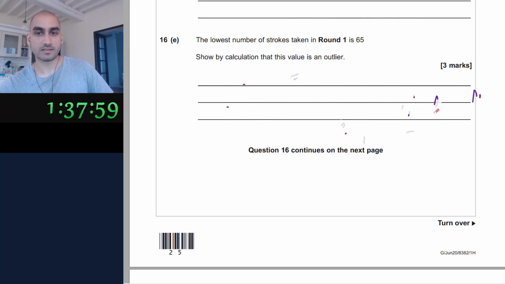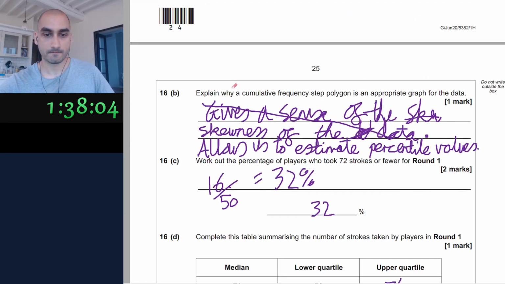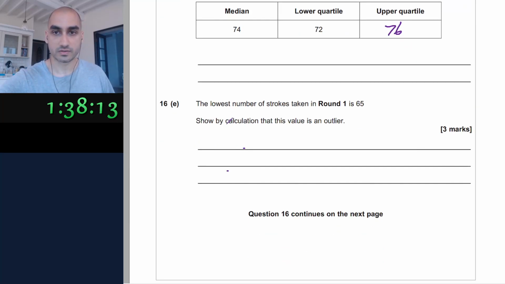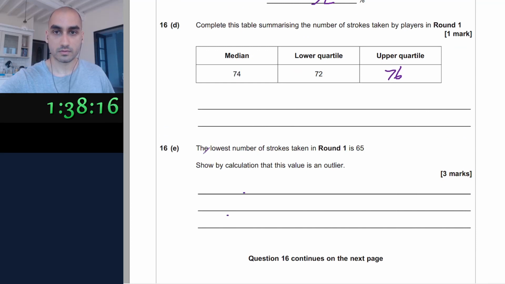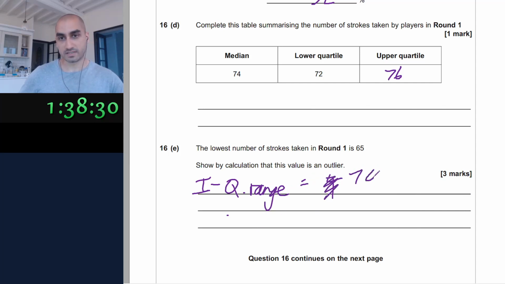What calculation do we do then? Let's take the interquartile range. That's the only measure I can think of that we normally use. All right. Interquartile range equals 4. Let's just spell this out. 76 minus 72 is 4.